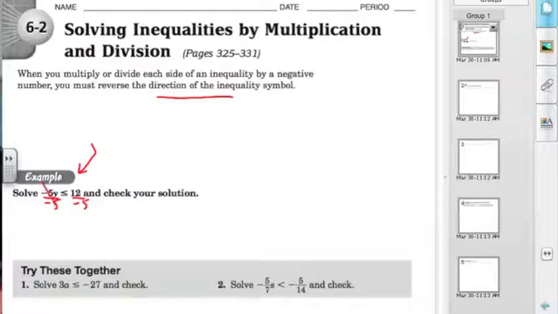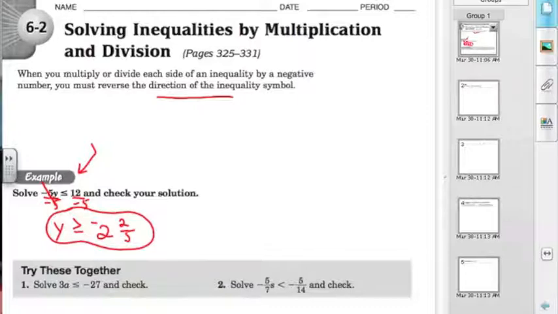All right, the 5's cancel out, so we're left with y. 12 divided by negative 5. That's kind of ugly looking, but we'll leave it as, let's see, it goes in 2 and 2/5. It's going to be a negative there, but we need to flip that sign, so it's going to be greater than or equal to. All right, so there's your answer. Y is greater than or equal to negative 2 and 2/5. So you give me any number that's equal to or greater than that, and it will work.